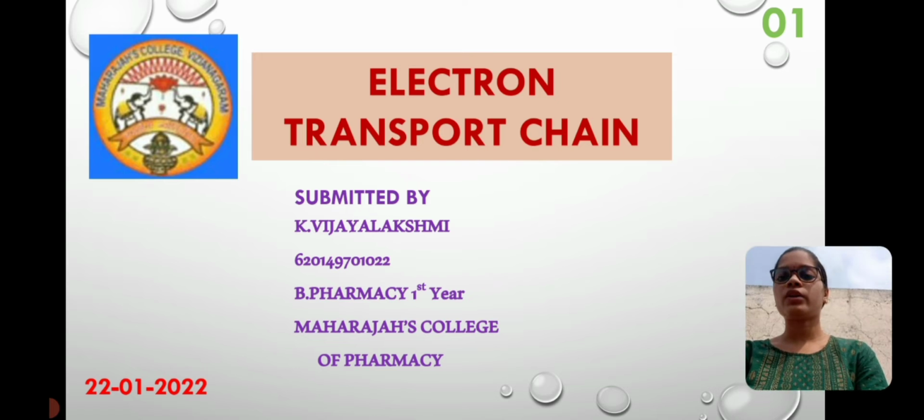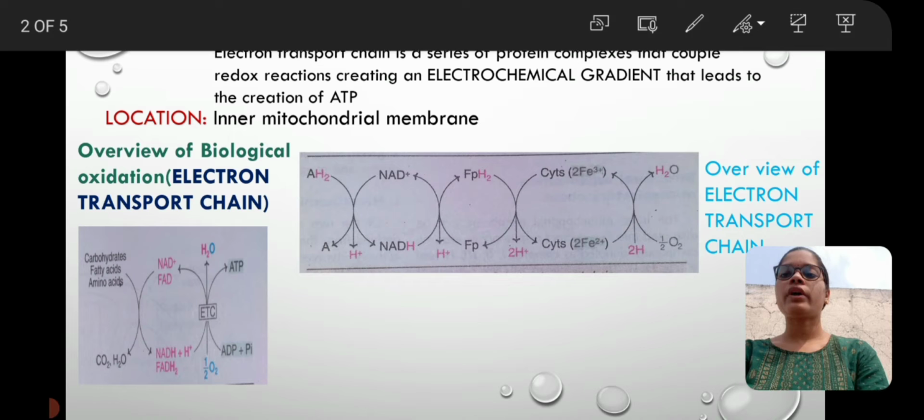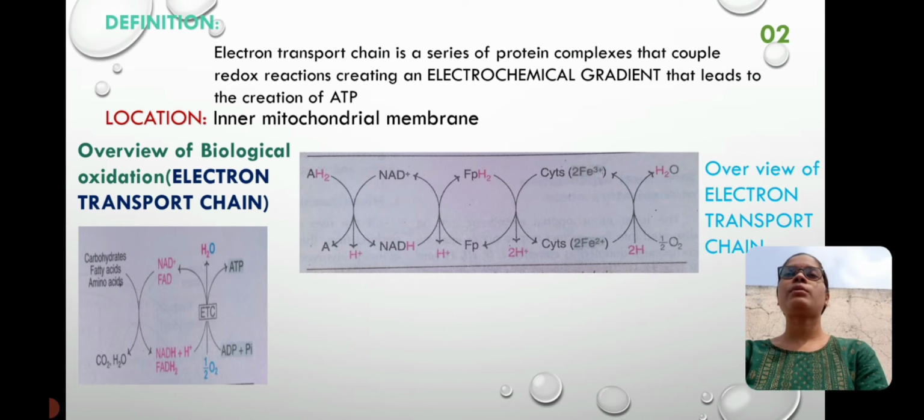Today I am going to discuss a topic called electron transport chain. Before going to this topic, we'll discuss what is biological oxidation. Biological oxidation is nothing but some energy rich compounds such as carbohydrates, fatty acids and amino acids undergo a series of metabolic reactions and produce some reducing equivalents, and they are oxidized to CO2 and water.